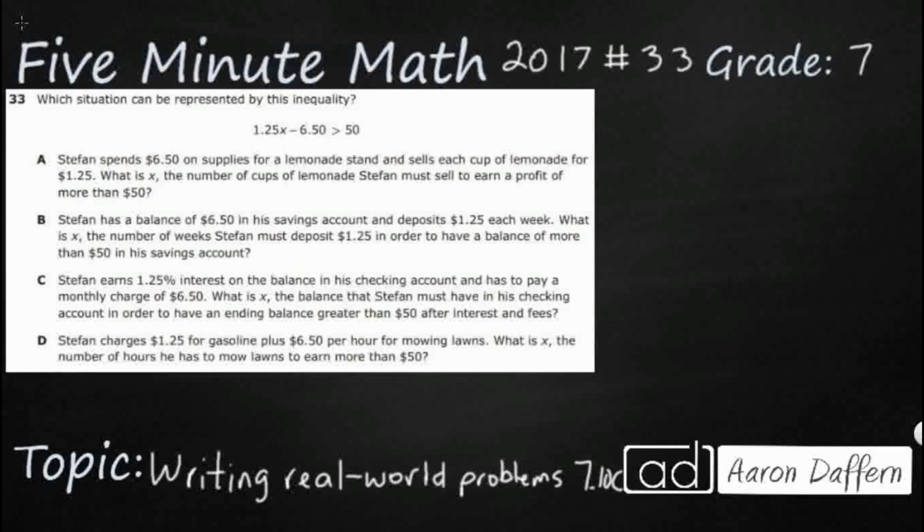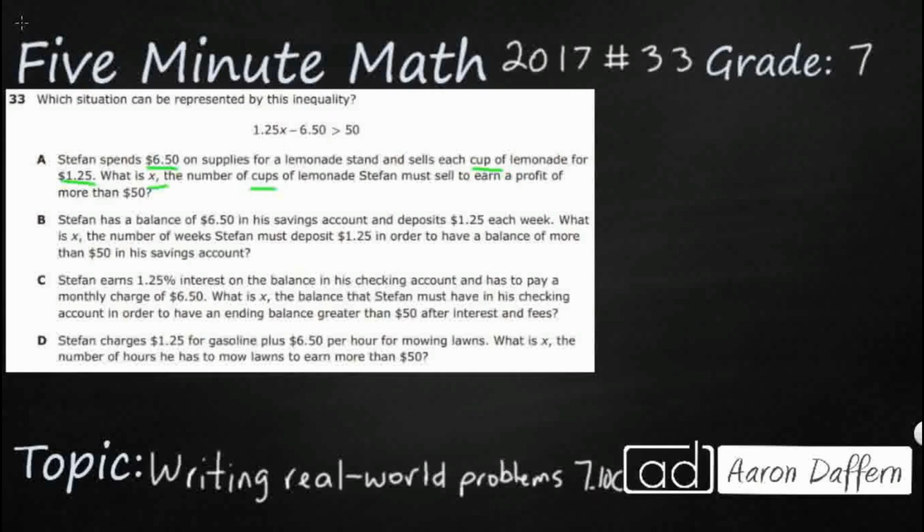So we have this basic inequality here: 1.25x minus 6.50 is greater than 50. And so let's just match that to one of these real-world problems. We'll do that just by trying to write an equation or an inequality for each of these problems and see which one matches. So A: Stefan spends $6.50 on supplies for lemonade and then sells each cup of lemonade for $1.25.